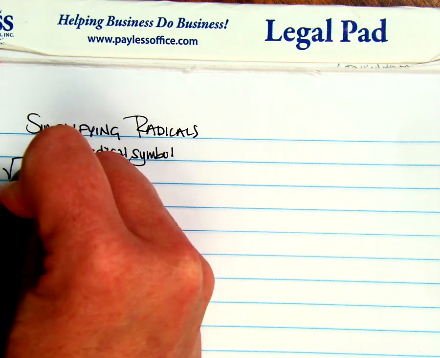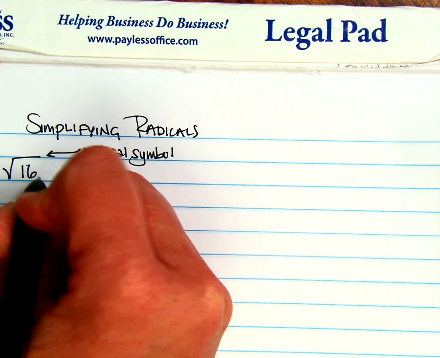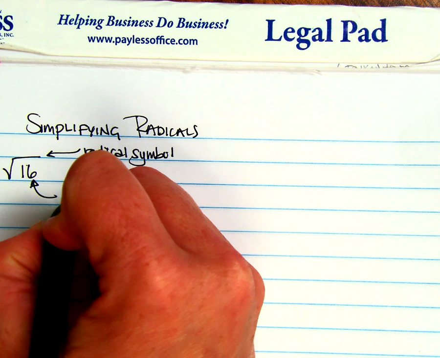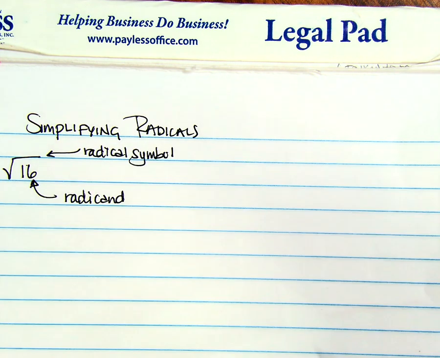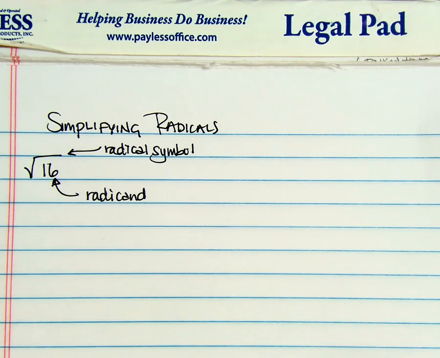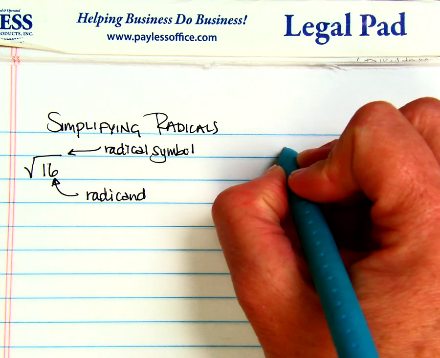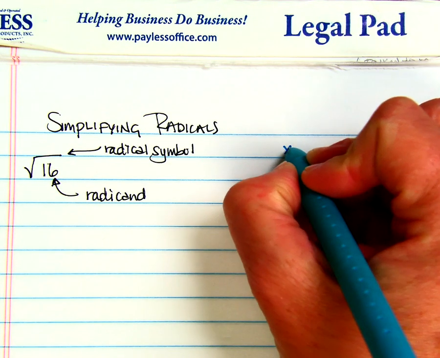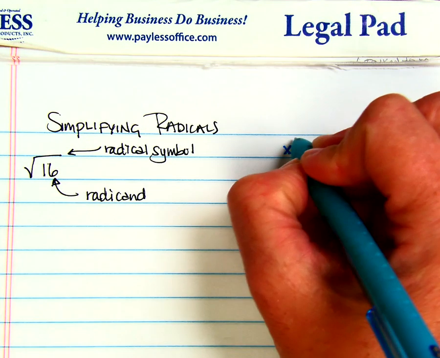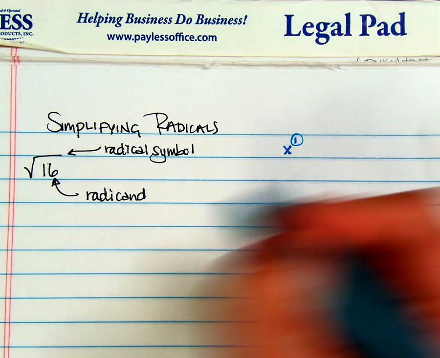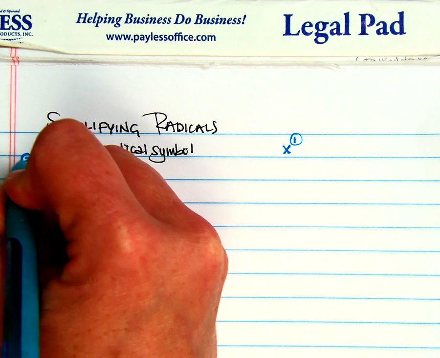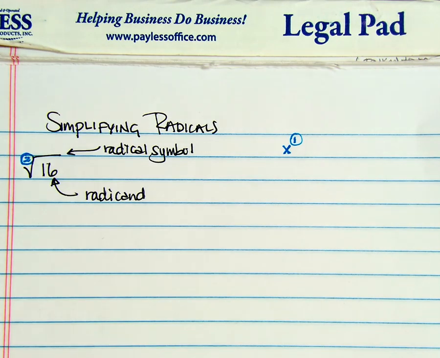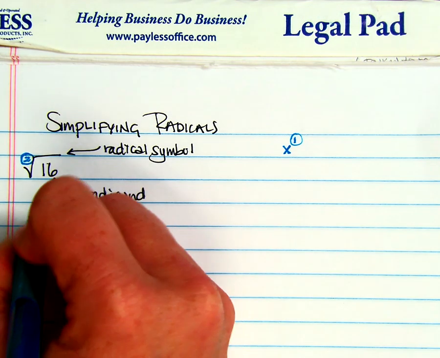The number underneath, let's make it a 16, is called the radicand. And this is actually a square root symbol. Much like when we have a variable of x, there is an understood exponent of 1, this one has an understood index of 2. Usually we just don't put it in there.